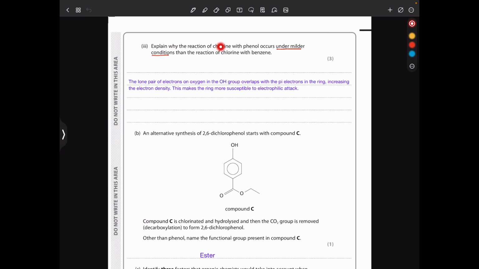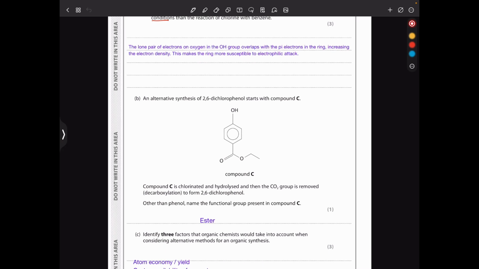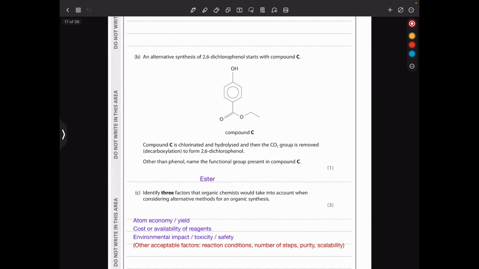Then they say explain why the reaction of chlorine with phenol occurs under milder conditions than the reaction of chlorine with benzene. This is because phenol has an OH group, which is an electron donating group. So the lone pair of electrons on oxygen in the OH group is going to overlap with the pi electrons in the ring, increasing the electron density. And so this makes the ring more susceptible to electrophilic attack, meaning even weaker electrophiles can react with it.